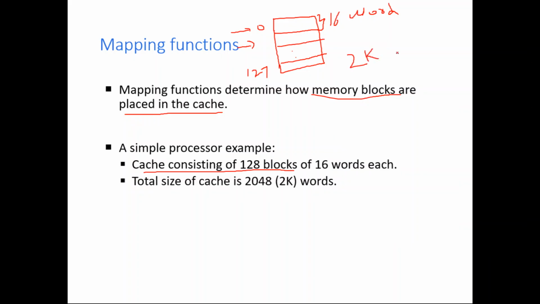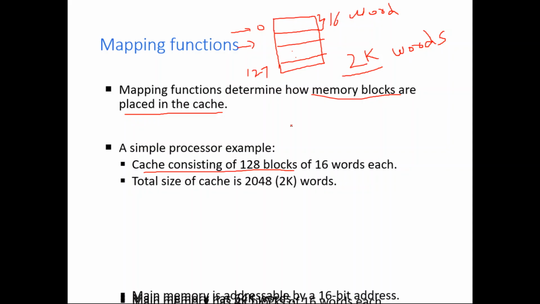We say 2k words, not 2k bytes, because we don't know the word size. The word size may be 16 bits or 32 bits or whatever it may be. So we just say that it can hold 2k words. This is what we assume about our cache memory.